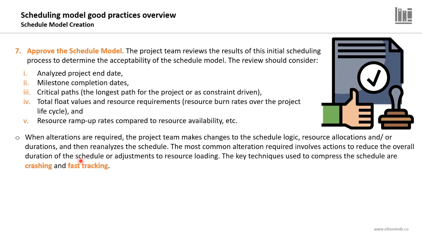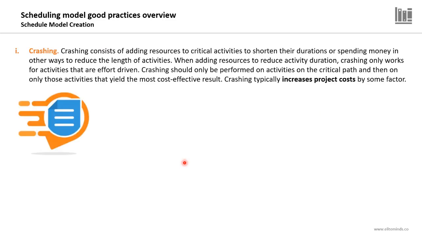When alterations are required or requested by senior management, executives, or the sponsor, the project team makes changes to the schedule logic, resource allocations, and/or durations, and then reanalyzes the project schedule. The most common alteration required involves actions to reduce the overall duration of the schedule or adjustments to resource loading. The key techniques that we can use to compress the project schedule are crashing and fast tracking.